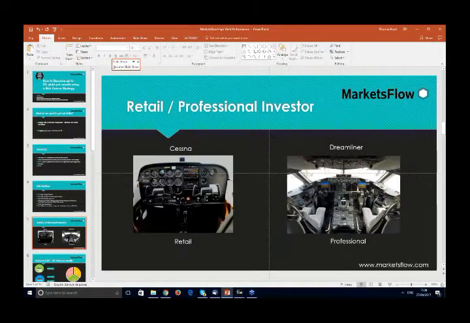So, I try to explain what the difference between a retail and professional investor is, and I think it's difficult to pinpoint. So I think pictures speak 1,000 words. A retail investor may be flying a Cessna, and a professional investor generally is flying a Dreamliner.